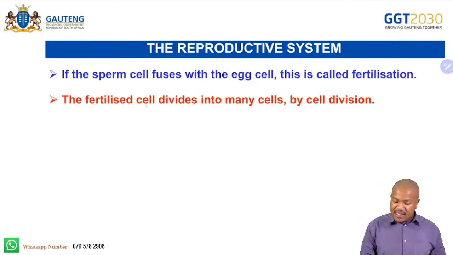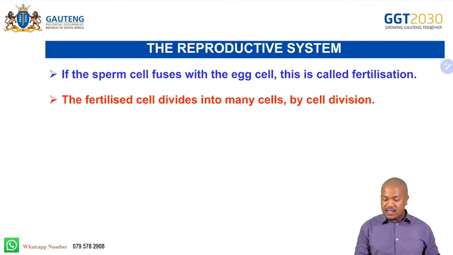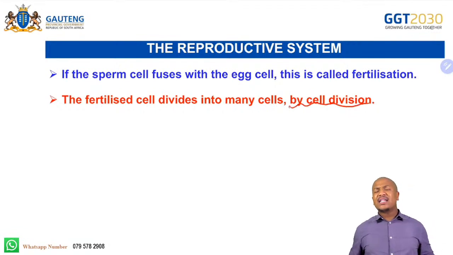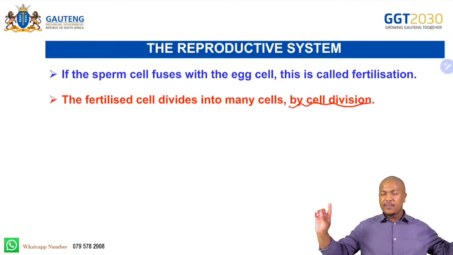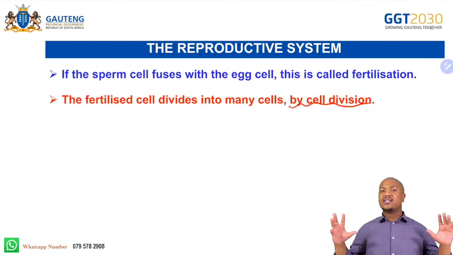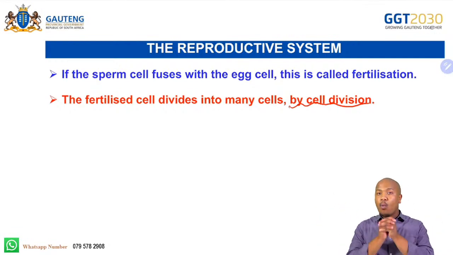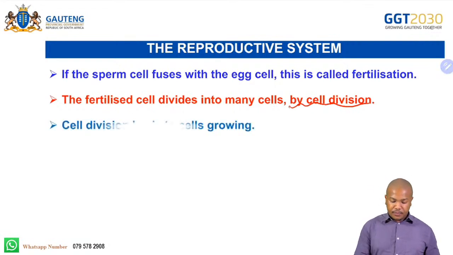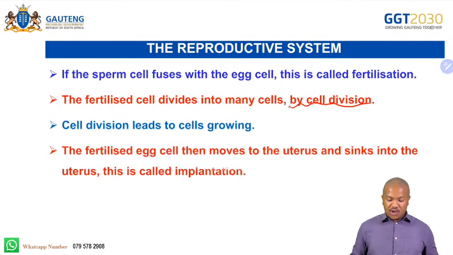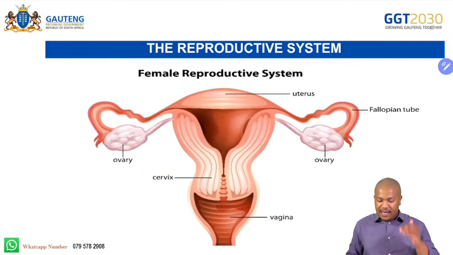So the fertilized cell divides into many cells by cell division. It starts with two cells, the sperm cell and the egg cell, fusing together to become one cell, which will then divide to become many cells, tissues, organs, and a human being. So cell division leads to the cells growing, as I've said. The fertilized egg cell then moves to the uterus and sinks into the uterus, and this is called implantation.